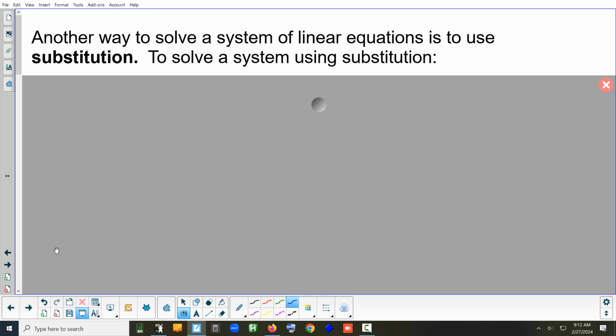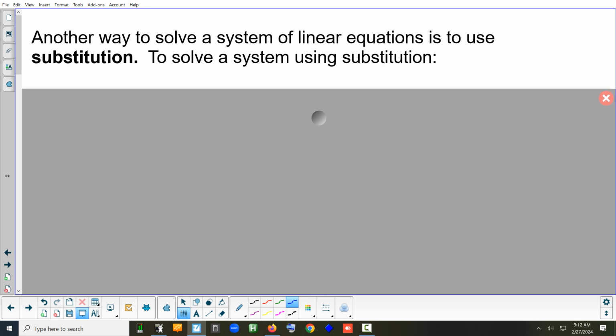All right. So another way to solve systems of linear equations is substitution. Okay. So now the next thing I think is what you're going to put on your guided notes.